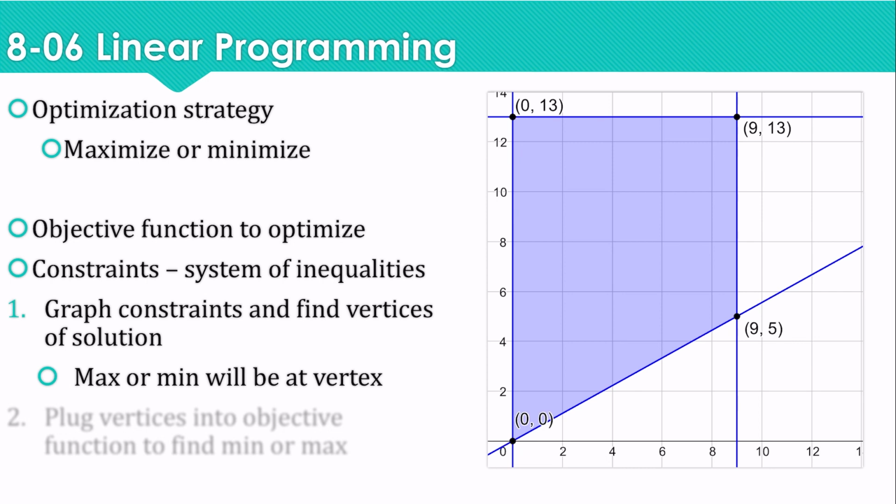So the graph should look like this one. And then, after you know your vertices, you plug the vertices into the objective function and just see which one gives you the minimum or the maximum.